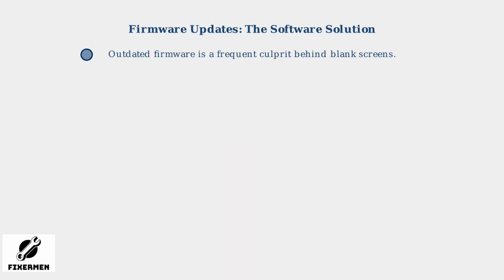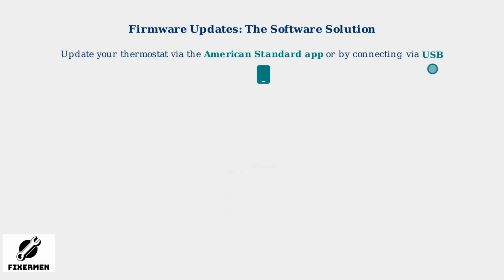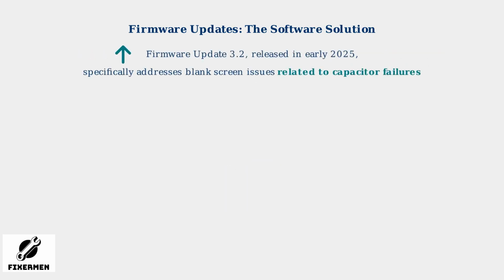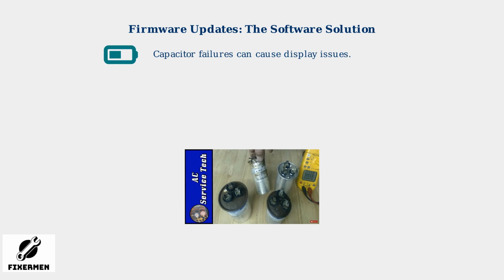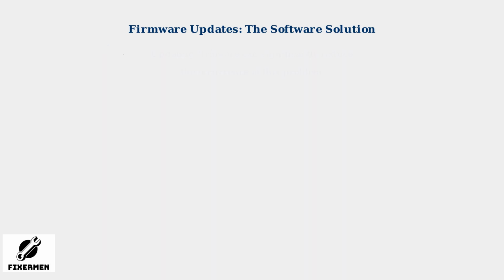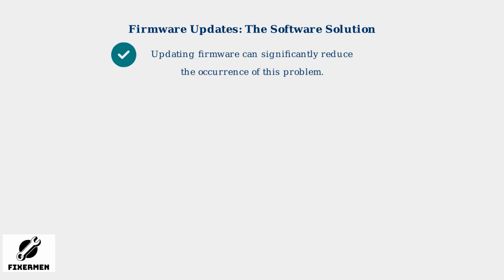Outdated firmware is a frequent culprit behind blank screens on American Standard AC displays. Update your American Standard thermostat via the American Standard app or by connecting via USB. Firmware Update 3.2, released in early 2025, specifically addresses blank screen issues related to capacitor failures. These issues stem from component degradation in the display circuit. Updating can significantly reduce the occurrence of blank screen problems.